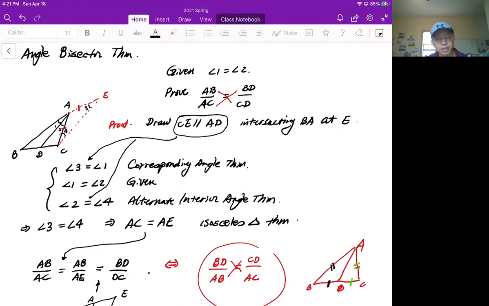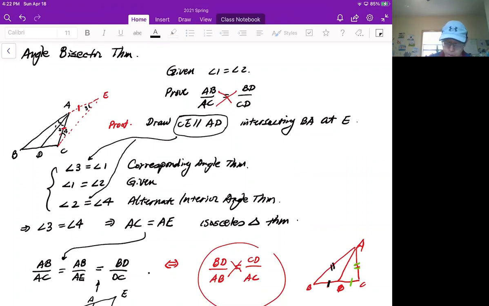All right, so if we have an angle bisector, then we will have, let's say, AB over AC equals BD over CD, right? There are a couple of ways to prove it, and here's one of them. You just draw a parallel line, right? Draw the parallel line CE parallel with AD, and you want to show that AC equals AE.